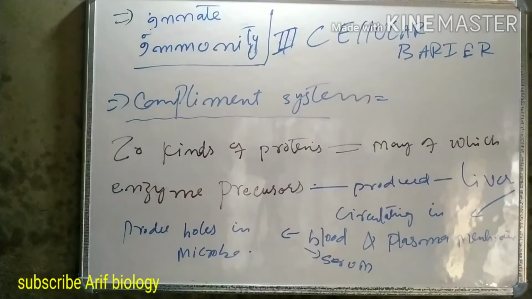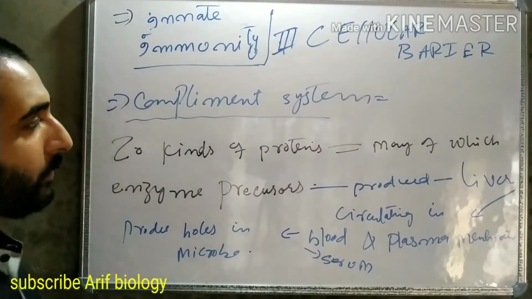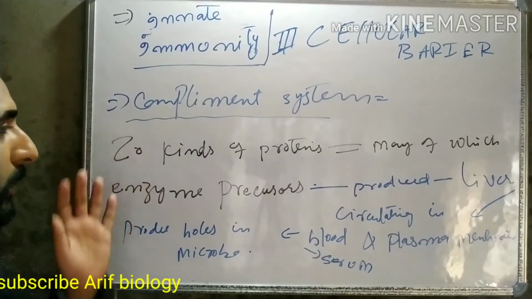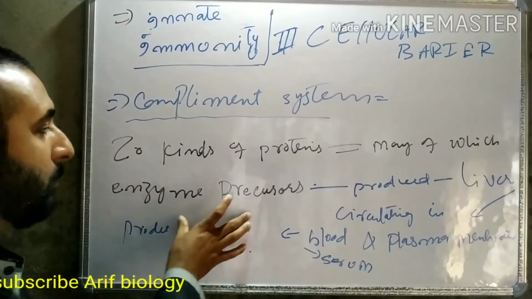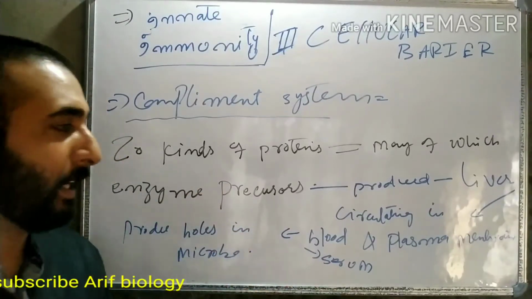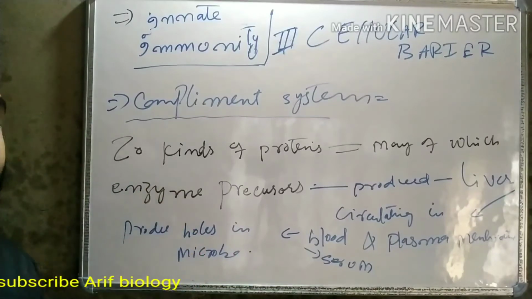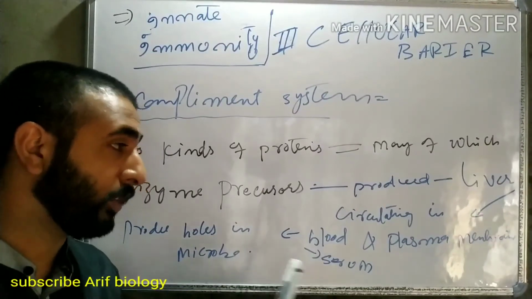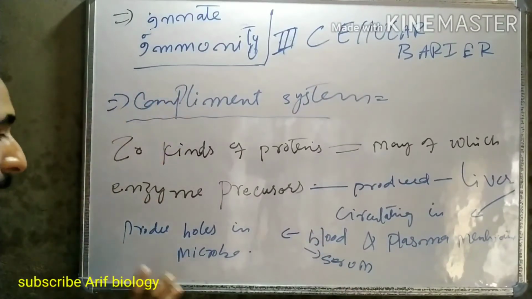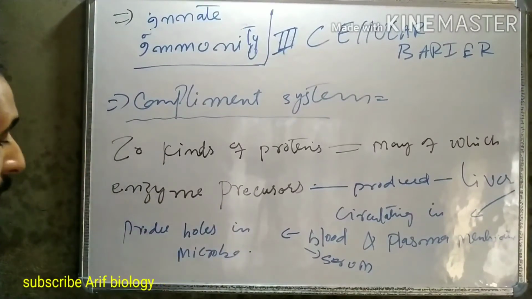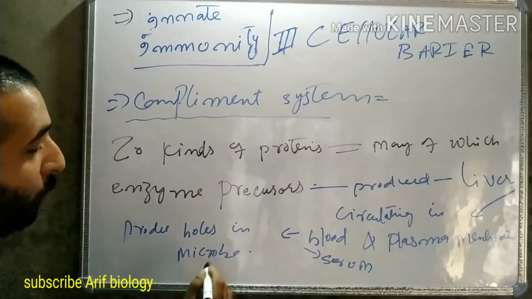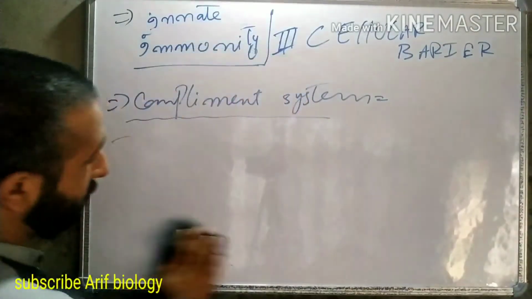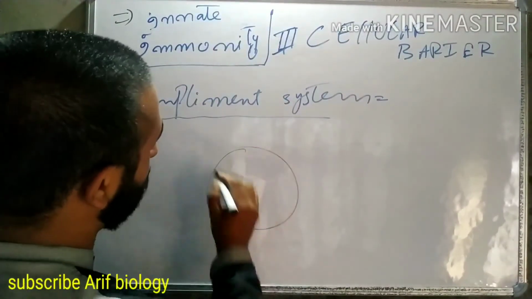This complement system is a vast type of topic. I will discuss it in another topic separately. For the present I am telling you that these are a group of 20 kinds of proteins, many of them enzyme precursors, produced by the liver, and these are complementary. These 20 proteins are continuously circulating in blood including serum and in plasma membrane. After that, they produce holes in the microbe. Let me make you understand by diagram. Suppose this is a microbe.